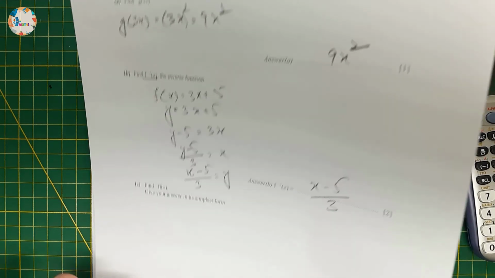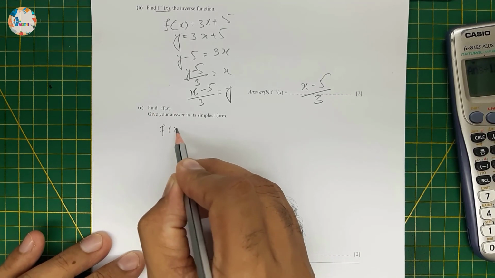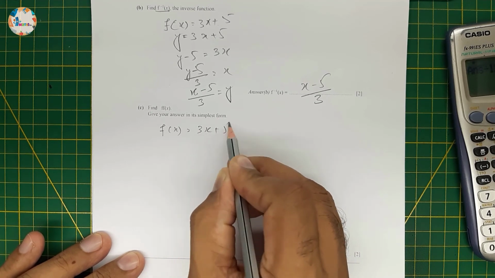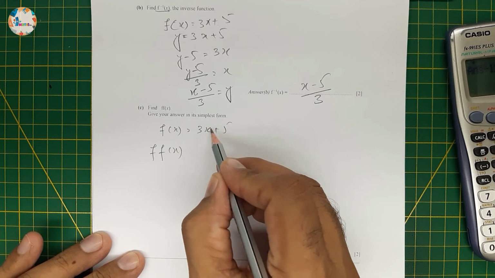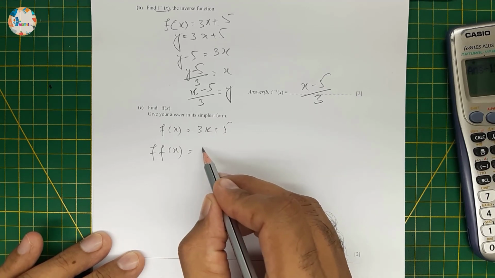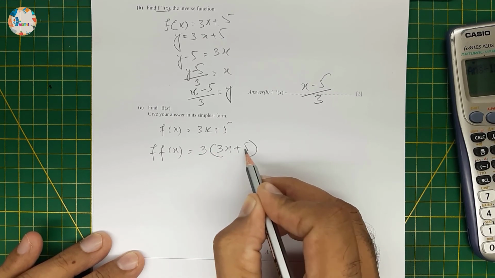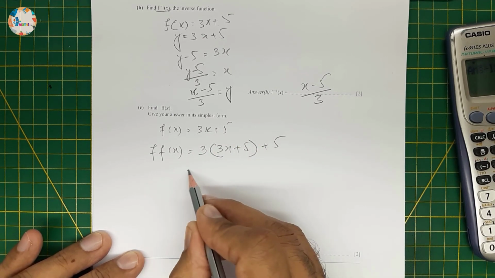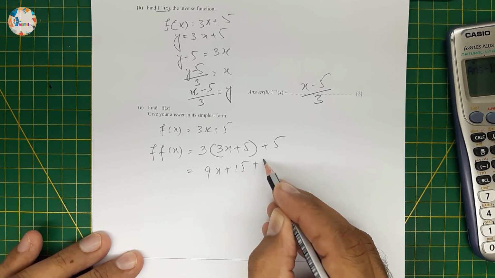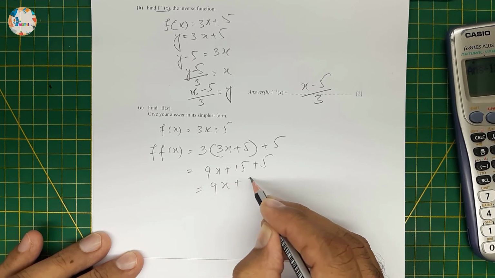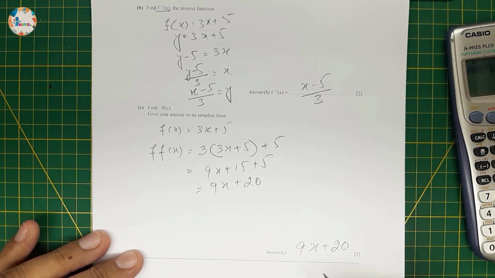Then they are saying find f of f of x. So f of x basically is equal to 3x plus 5. Now in f of f of x, we will replace x by 3x plus 5. So 3 into x will be replaced by 3x plus 5, and plus this 5 like this. So if we open, we will get 9x plus 15 plus 5. Final answer will be 9x plus 20. So 9x plus 20, this will be our final answer.